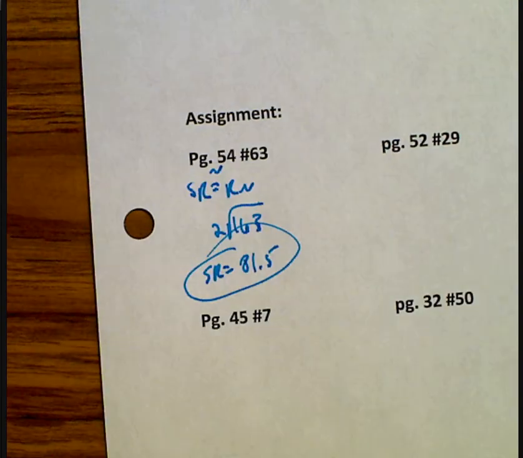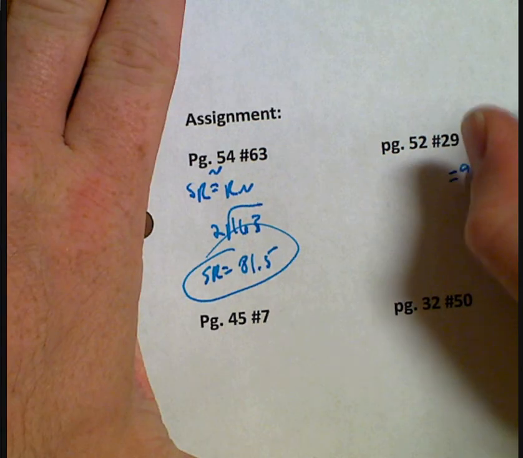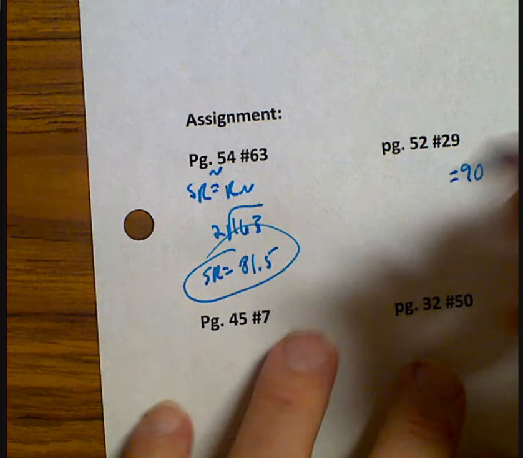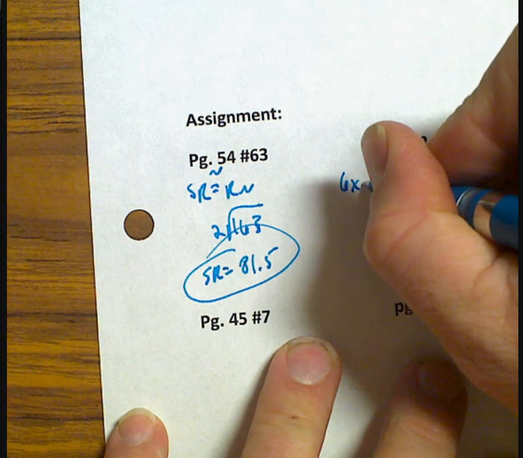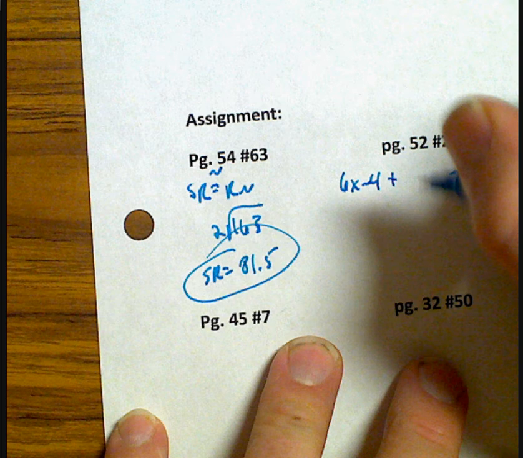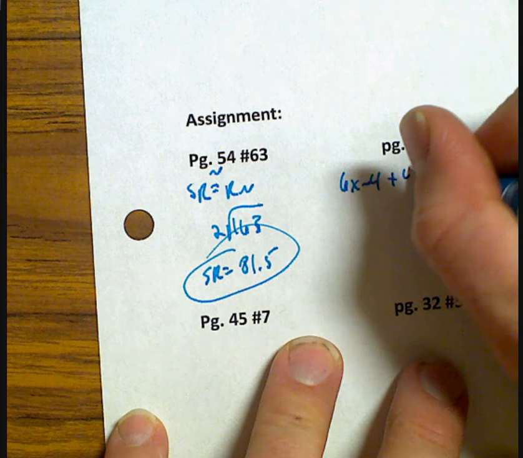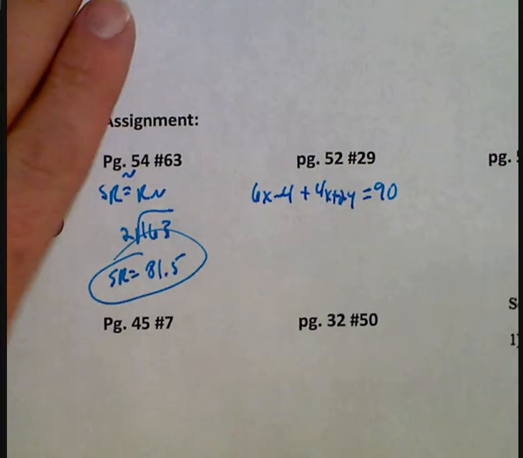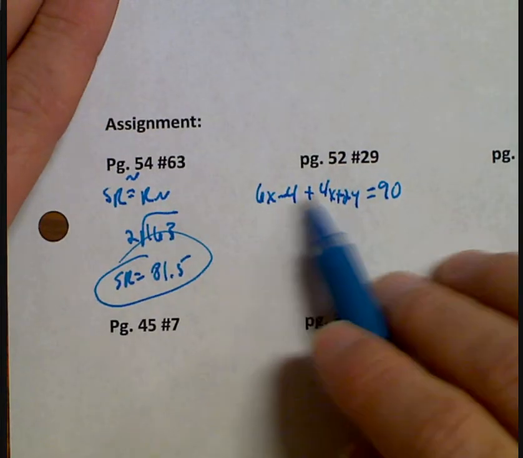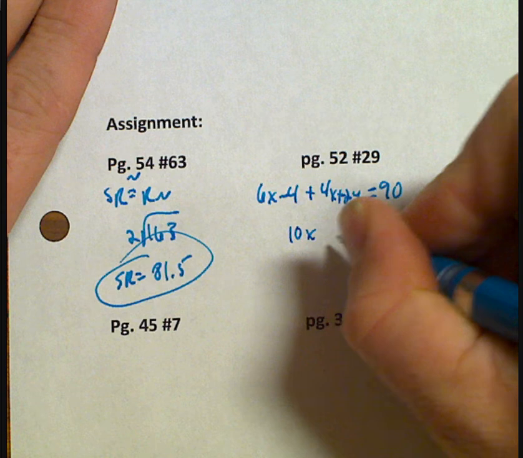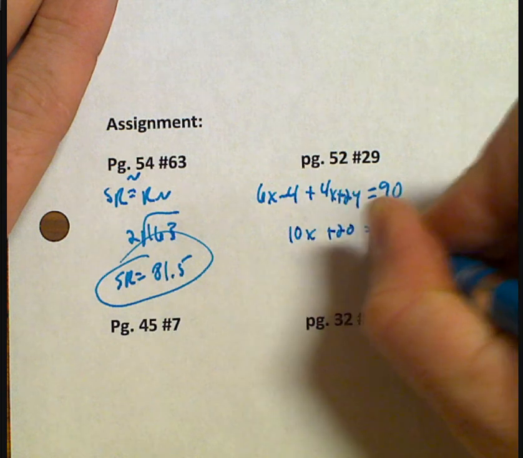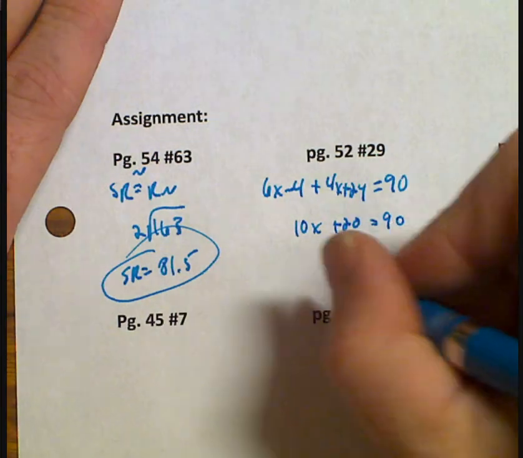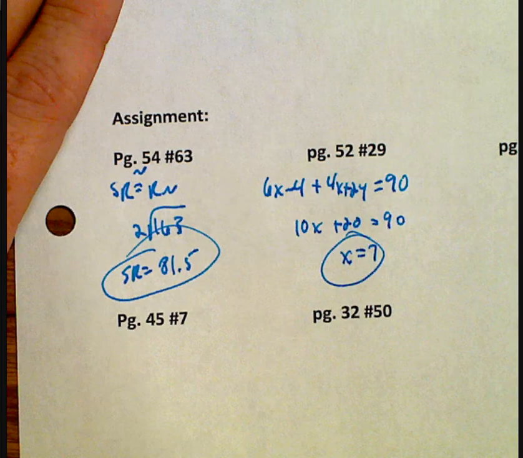So if KNM is a right angle, then I know that the two angles have to add up to 90 degrees. 6x minus 4 plus 4x plus 24 has to equal 90. So this would be 10x plus 20 equals 90. And if I solve for x correctly, then I know x is going to be 7.